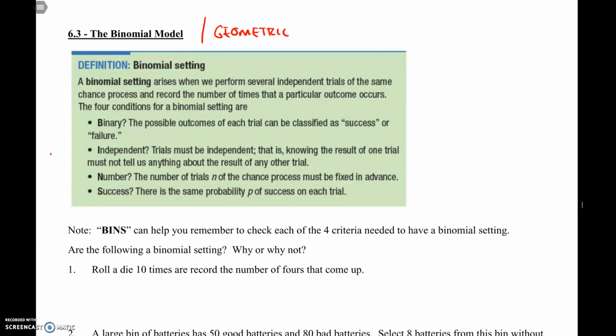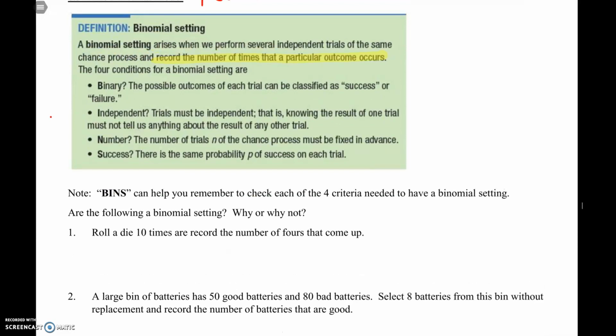So first of all, what is a binomial setting? A binomial setting arises when we perform several independent trials of the same chance process and record the number of times that a particular outcome occurs. The key point here is, all of it's important, but we record the number of times that a particular outcome occurs. That's really what makes it binomial, I guess.